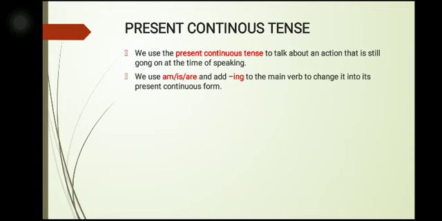As an example, I can say, I am making a video. So I'm making a video while I'm saying that. You are listening to the video. So you are listening to it when you think about it in your mind, right? So we use am, is or are and we will add ing to the main verb to change it into its present continuous form.